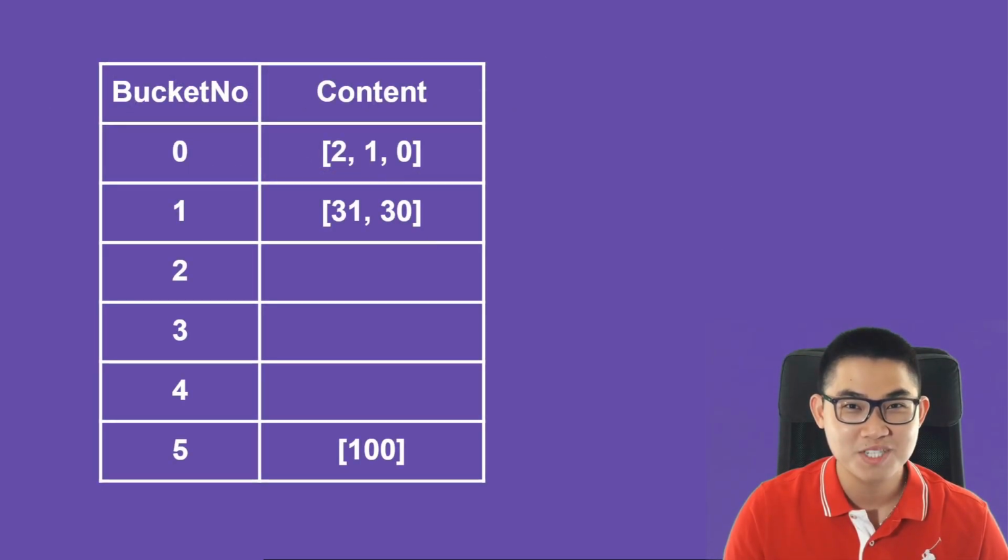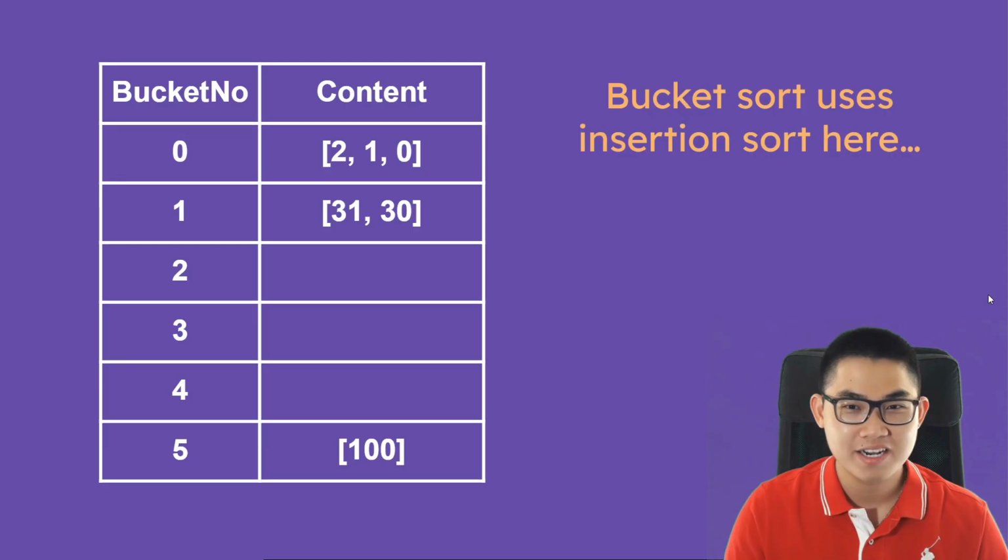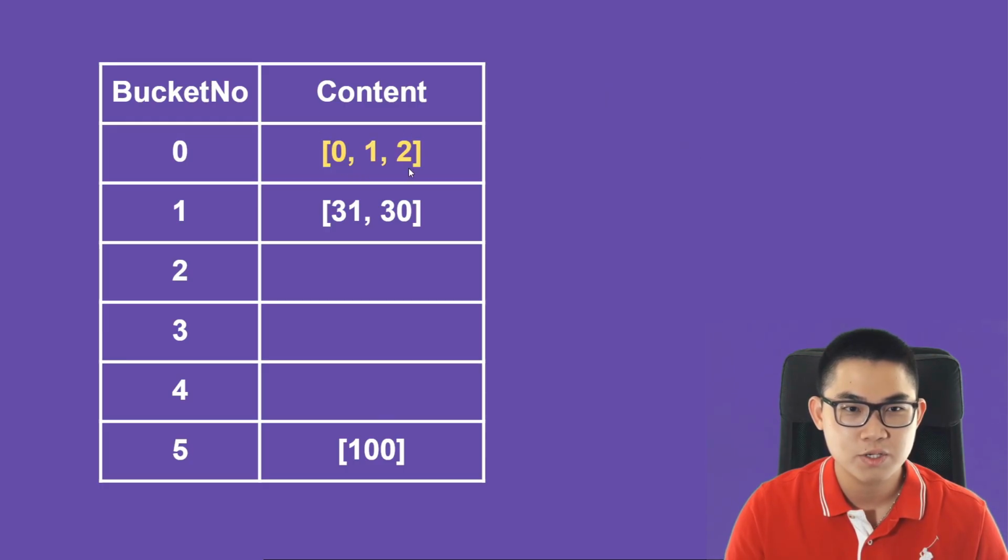And we're almost done. In this part, it might sound strange, but bucket sort actually uses another sorting algorithm, and that is insertion sort. I already made a video on this, but here it's going to use insertion sort to sort each number inside the buckets. So insertion sort on this part, we're going to get 0, 1, 2, and then this is going to be 30 and 31. And then these are empty, so we can just ignore them, and 100 will just stay as is.